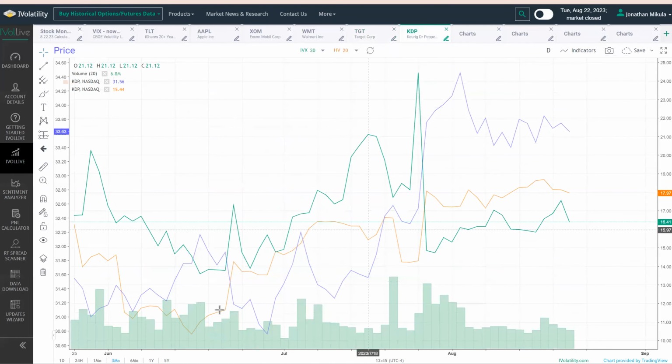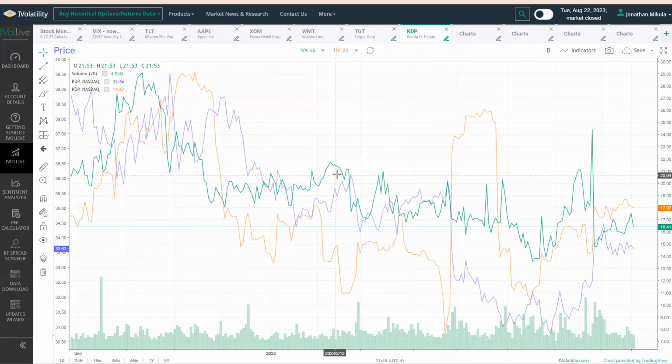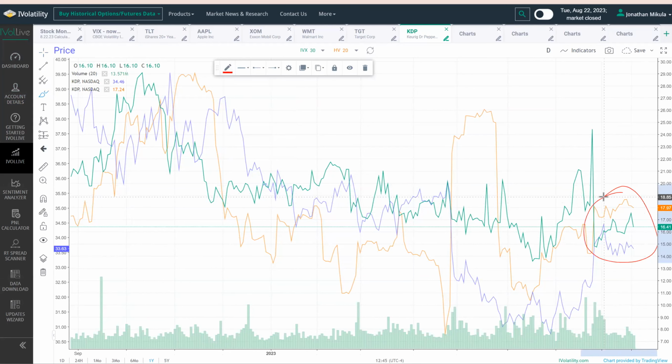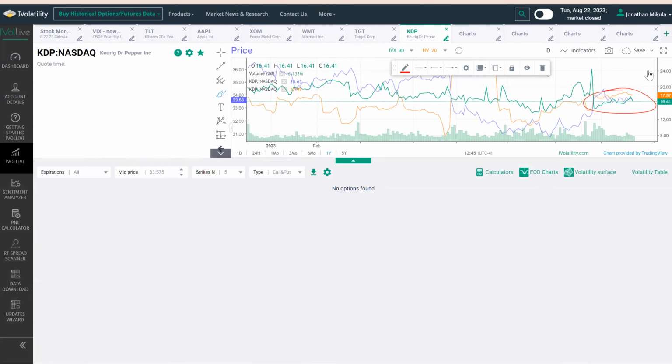So I'll go here, and what I noticed was these three lines coiling. We have spot price, implied volatility, and historical volatility coiling. So what this means is I would circle here, and this is a 1-year chart. This takes time to build, but it means some kind of breakout is going to happen, right?